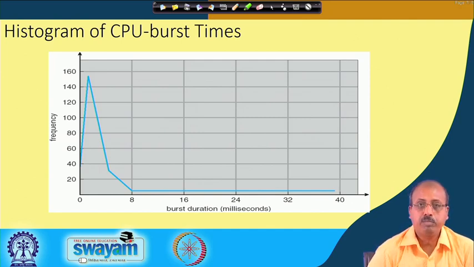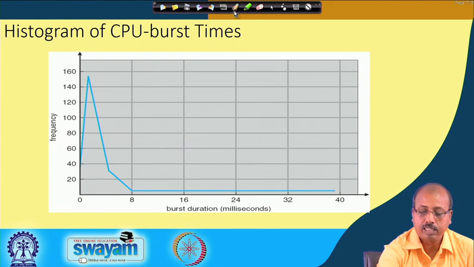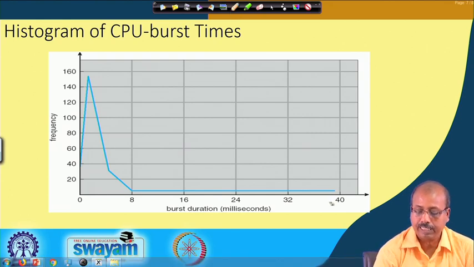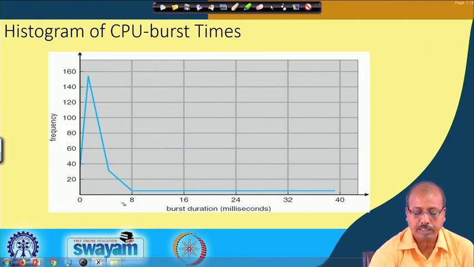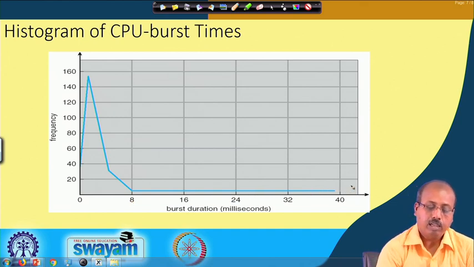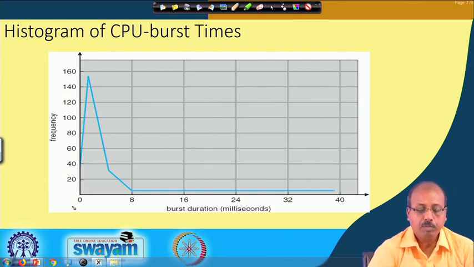In this diagram, on the x axis we have the burst durations 0, 8, 16, 24, 32 etcetera. The burst durations are increasing, and then on the y axis we have the frequency, like in a typical program execution, how many occurrences of such burst sizes there are.